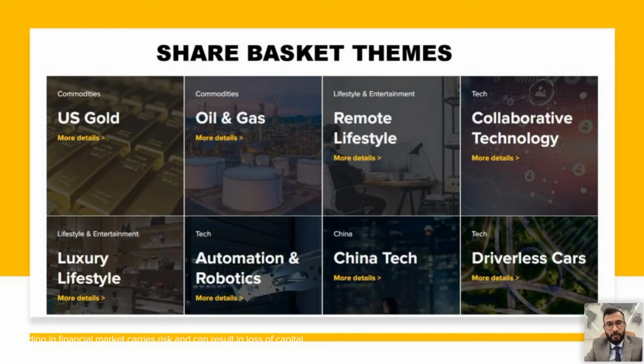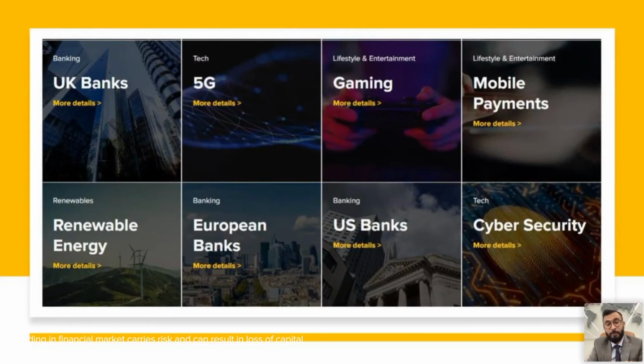Now, here is a quick snapshot of share basket themes which are available to you. See, US gold and oil and gas, again, these are not the disruptive ones, but they are also available in the form of baskets. But if you see something like remote lifestyle, collaborative technology, automation, robotics, driverless cars, then look at mobile payments or cybersecurity, renewable energy, 5G. All these baskets are available for you to invest and trade in. And it's very easy. How would you do a transaction? Let me quickly show you on the live platform how you can do a transaction right away.